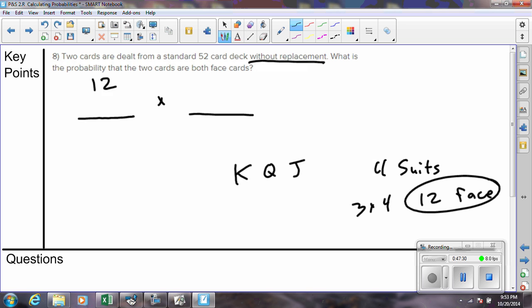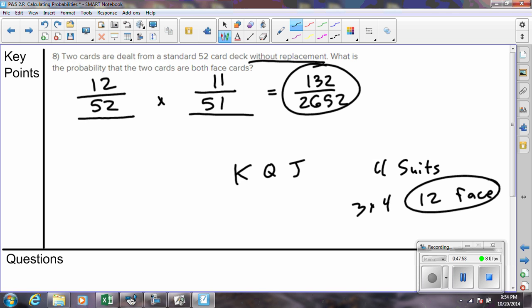Well, that means there are 12 face cards out of the 52 for the first one. Assuming that we got a face card on the first one, that means there are 11 successes left out of the remaining 51. And so multiplying that out, 12 times 11 equals 132. And 52 times 51 equals 2,652. And problem 8 is done.